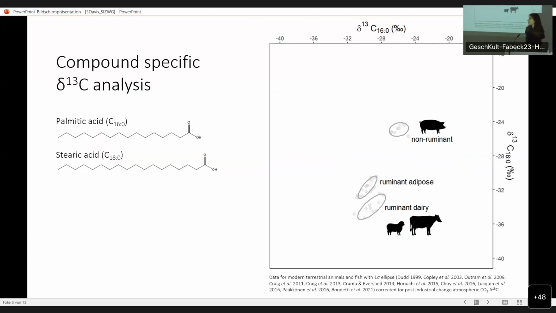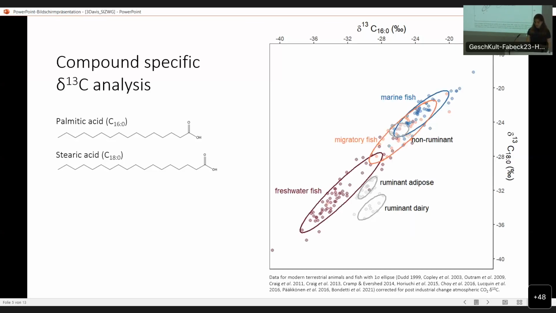So this compound-specific analysis focuses on palmitic acid and stearic acid, C16 and C18, so that's just indicating the number of carbons in the molecule. And these are generally the compounds that are recovered in the highest abundance from animal fat lipids. On the plot, you can see we've got the C16 on the top axis and the C18 on the side. This is a very good proxy for separating out different types and sources of terrestrial animal fats. But for freshwater fish and migratory fish, we see a much broader range of values. And that's due to the same species and environmental differences that you see in the bulk collagen values.